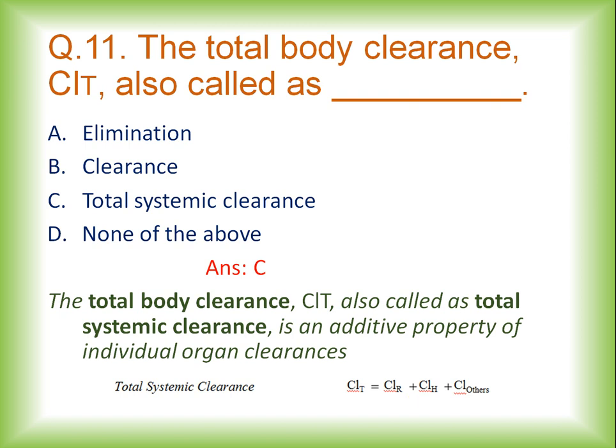For example, if you see this, CLT is equal to CLR, that is renal clearance, plus CLH, that is hepatic clearance, or we can say liver clearance, and then we have the other organs which are involved in clearance, such as the bowels, or we can have the lungs.